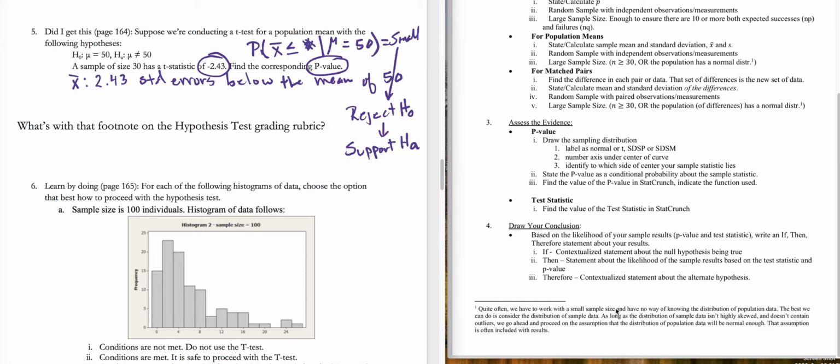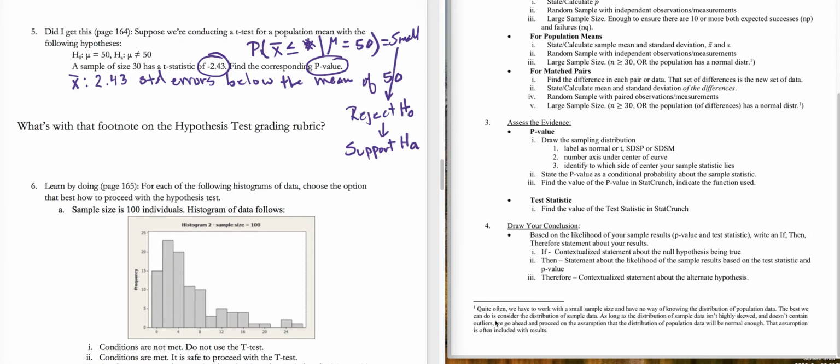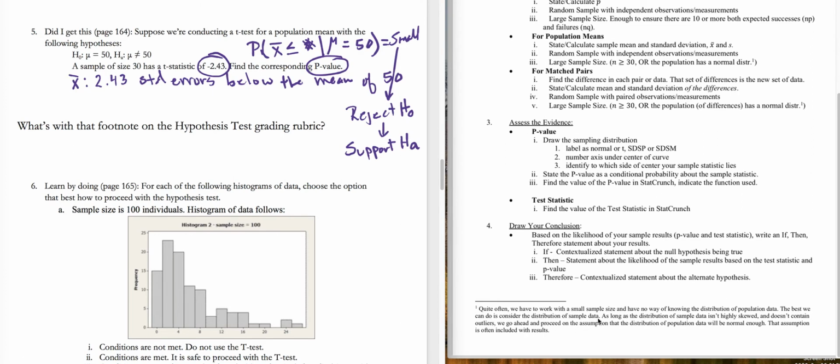And remember, that was exactly William Gossett's issue and why he developed the t-distribution to begin with. And we have no way of knowing the distribution of population data. The best we can do is consider the distribution of sample data. And how do we do that? Well, we make a histogram of our sample data, is usually our go-to.